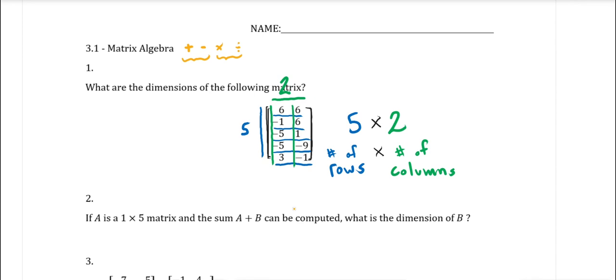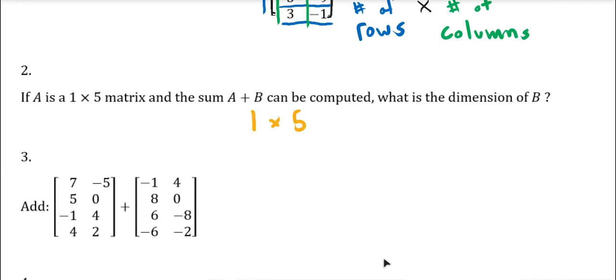For matrix addition, the sum of 2 matrices A and B, we need them to have the same dimension. In other words, if A is a 1 by 5 matrix, the dimensions of B must also be a 1 by 5 matrix. And the reason is we're going to define addition pairwise. By pairwise, what I mean is that we're going to look at numbers which are in the same position in the 2 corresponding matrices that we're adding, and we're going to add those numbers.